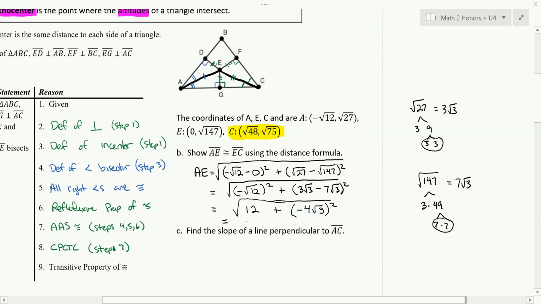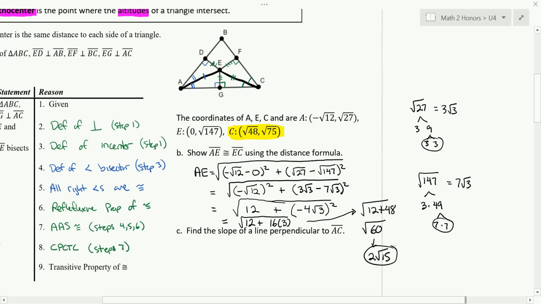So when you square it, you get 12 plus negative 4 squared, which is positive 16, and you multiply that with root 3 times root 3, which is 3. So that comes out to be 12 plus 48, which is the square root of 60. And you can simplify that to 2 root 15.